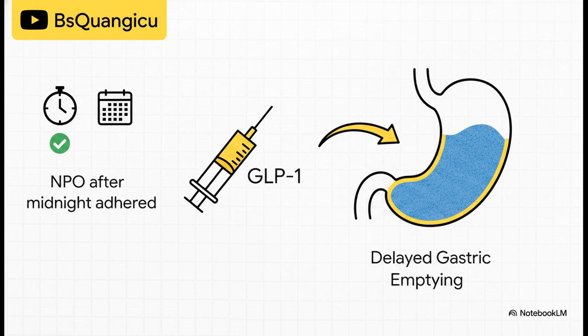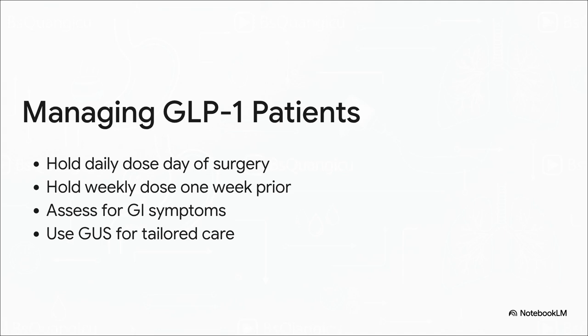It's wild. So multi-society guidelines have had to adapt. The rule of thumb now is to hold daily formulations on the day of surgery and hold weekly formulations a full week prior. You've also got to screen for GI symptoms like nausea on the day of. But here is the biggest takeaway. Instead of just blindly canceling a surgery because someone forgot to hold their meds, gastric ultrasound steps in as the ultimate tiebreaker. You scan them. If they're empty, you can safely proceed, saving everyone time and avoiding costly cancellation.